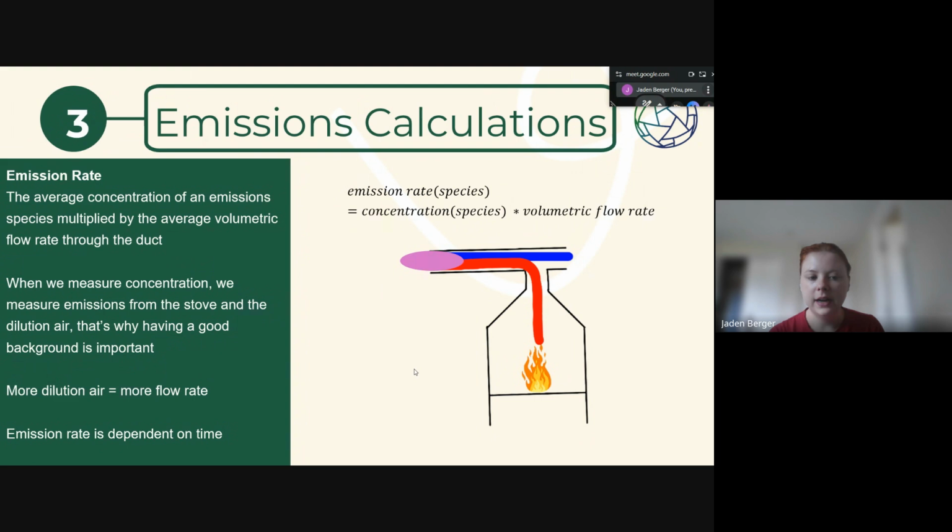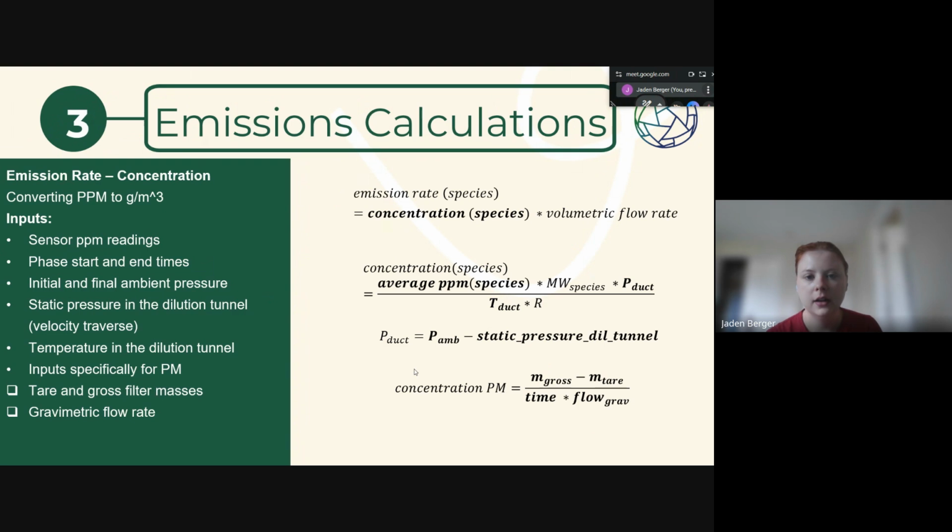And emission rate is going to be dependent on time. So you can see here, this is where all the math gets a little tricky. We're going to go through emission rate. We're going to look at concentration, how we measure concentration first. The next slide, we will look at the volumetric flow rate.